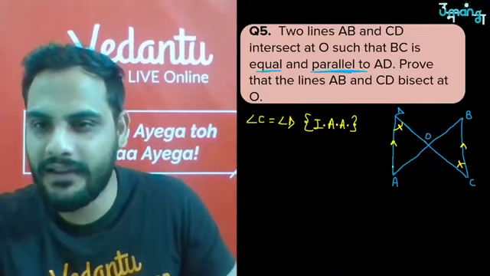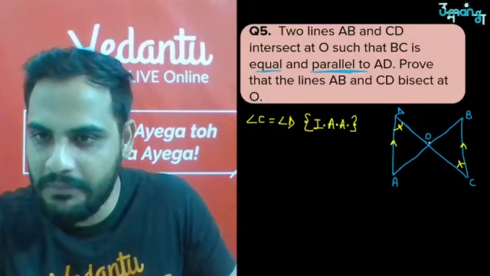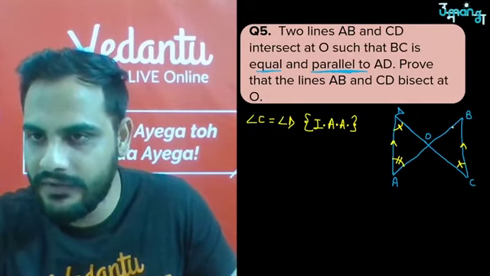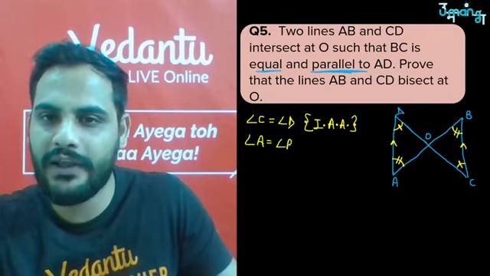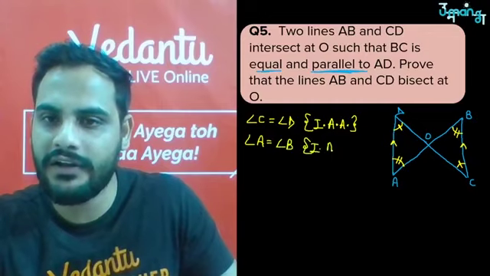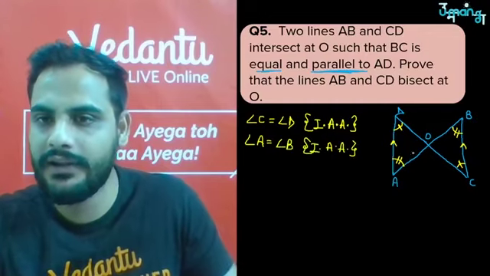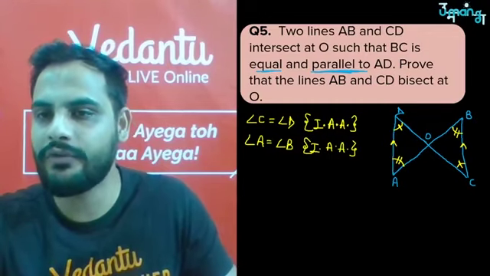After that, in the same way, if AB is also acting as a transversal, you can say that angle A is equal to angle B. Angle A is equal to angle B. Again, the reason is interior alternate angles. Now let's prove these two triangles congruent.